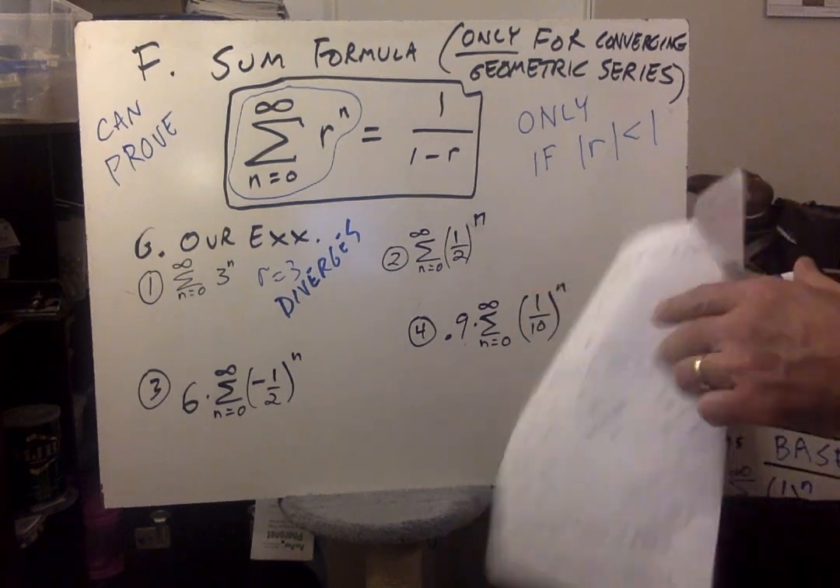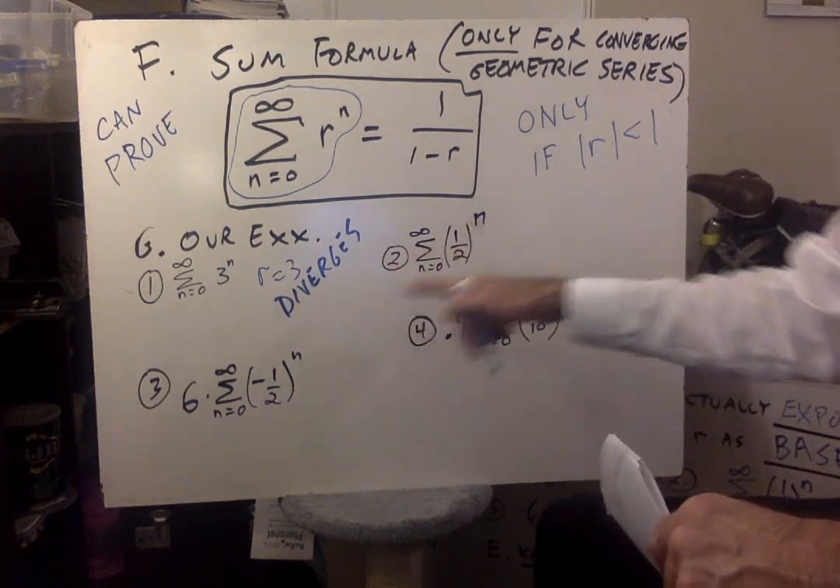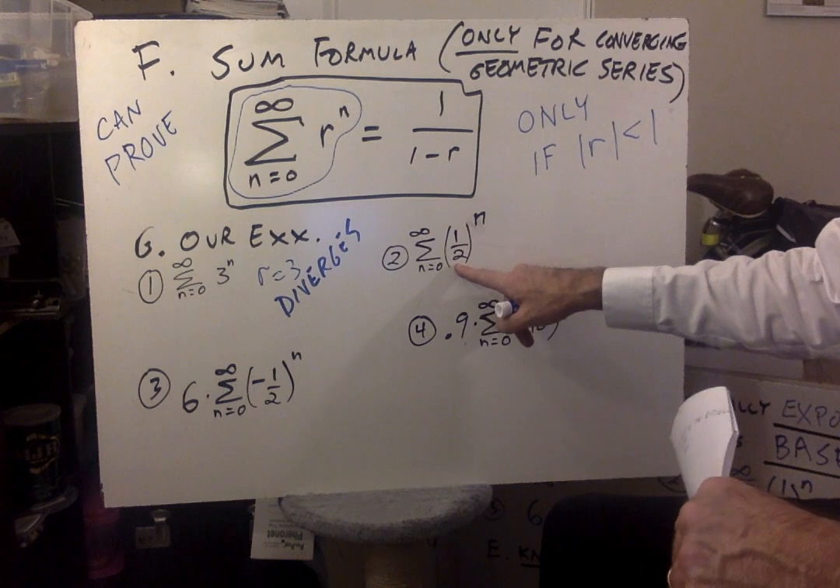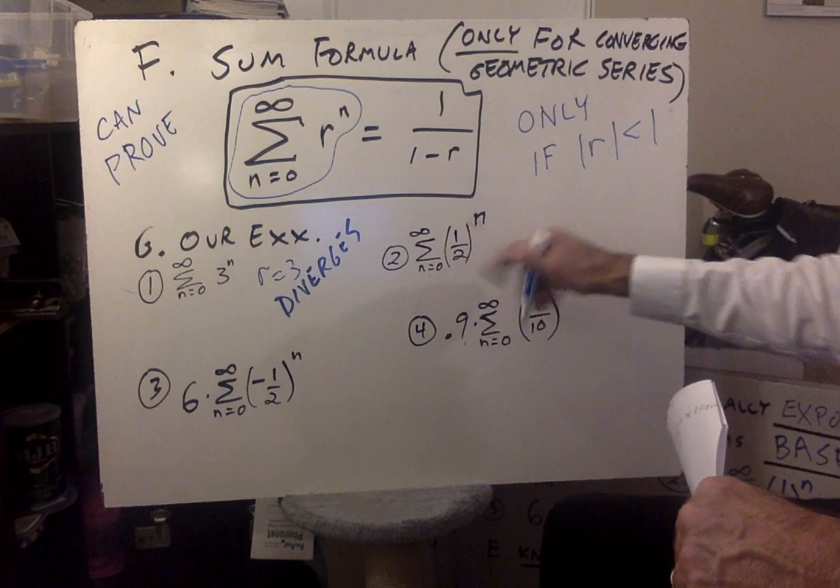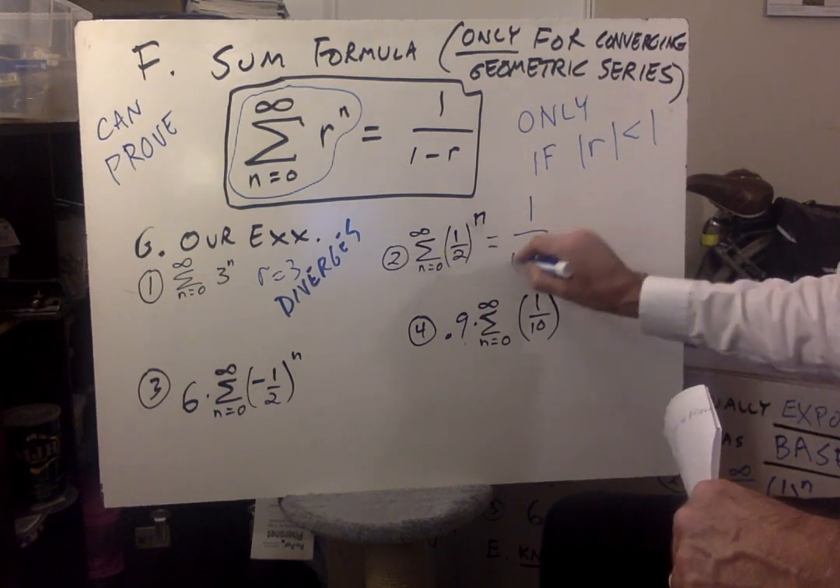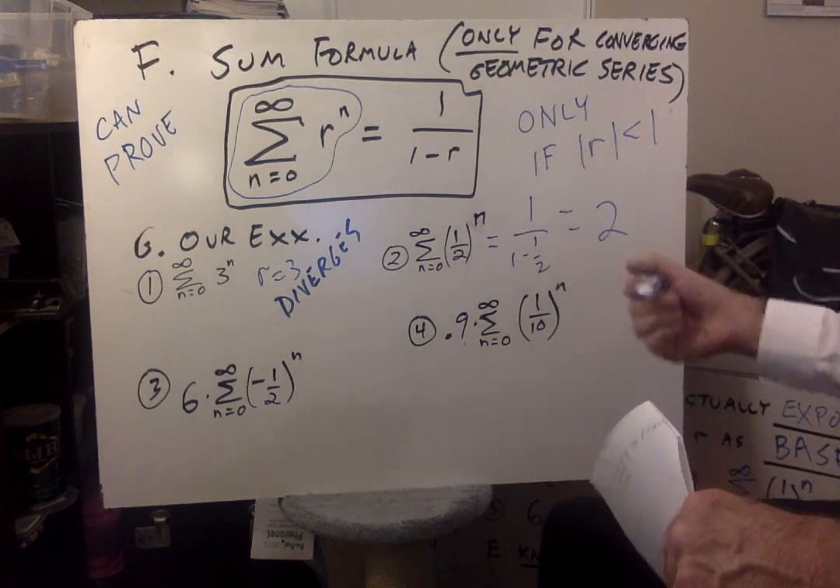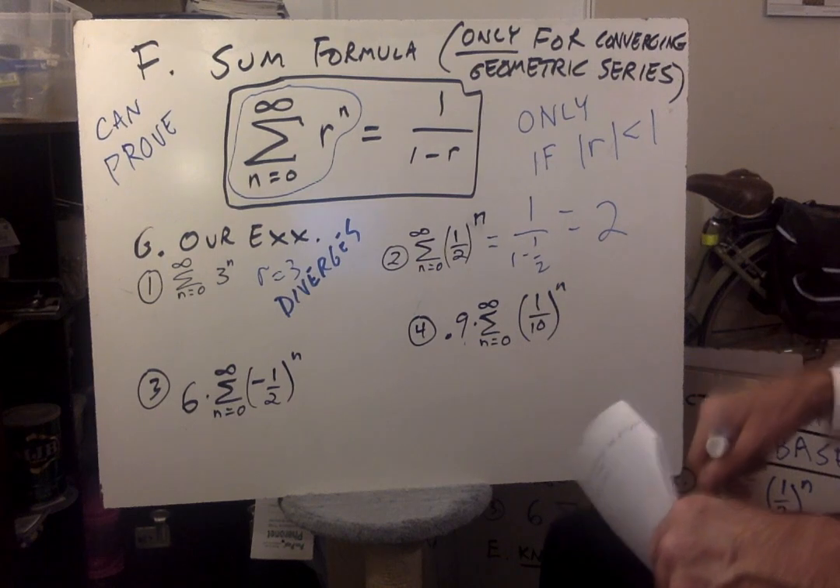Now look at 2. In fact, why don't you go through and do all 3 and then pause the video and calculate the sum for the other 3. This one, the base is less than 1, therefore it converges. So we do 1 over 1 minus 1/2, right? And we get, of course, 2. And this is actually the series that was in the lab that you did.